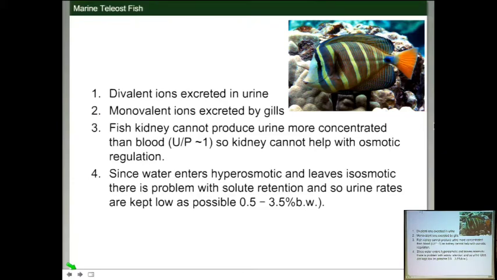And since water enters hyperosmotic into the fish and leaves isosmotic, that means you're going to retain solutes, which in this case is ions. And so the adaptation is urine rates kept very, very low. Again, these rates are in the range of 0.5 to 3.5% of body weight. And this is one-tenth or less than what you see in freshwater animals that have very high urine rates, which is the opposite.